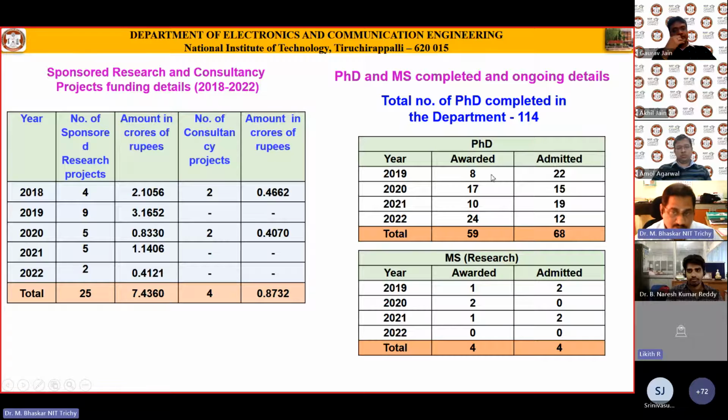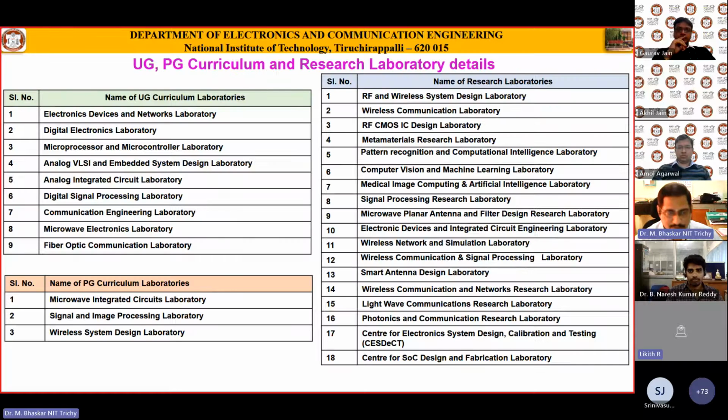This model is already working out, and more company employees from Bangalore and Chennai have registered for MS and PhD. Admission happens every 6 months, in January and June. So they can apply and pursue their qualification to the maximum. We have 12 curriculum laboratories and 18 research laboratories. As I told you, each and every group in our department is associated with one of the research labs.